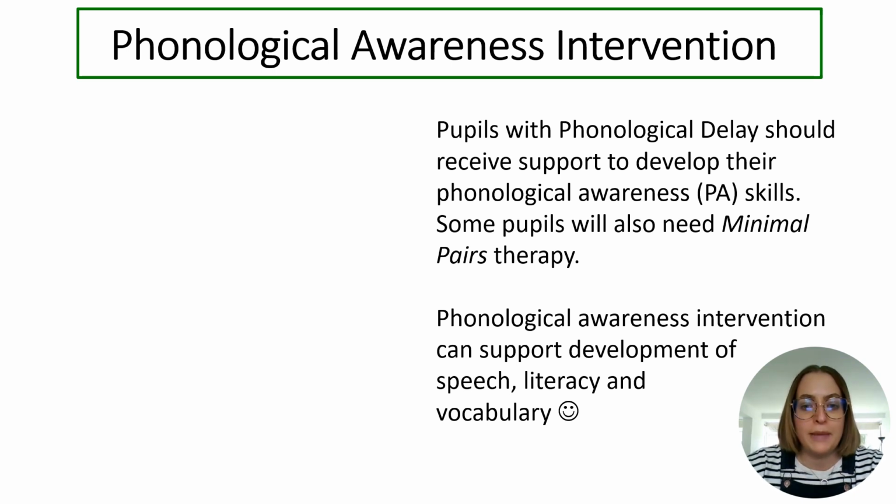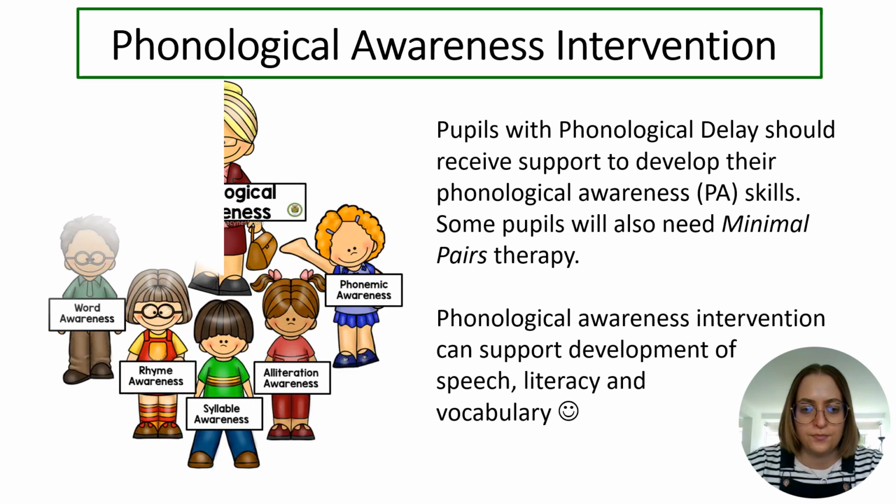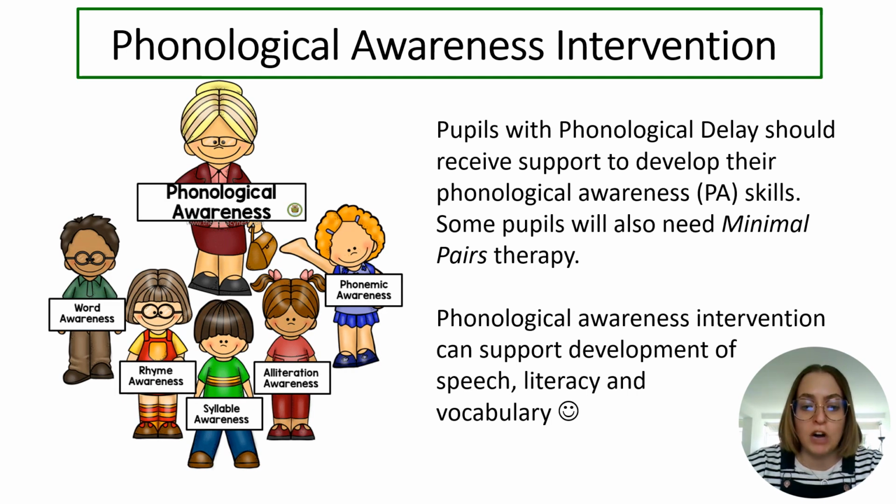Some children may need more specific minimal pairs therapy if they're always substituting the same sounds in words. So for example, a k is always a t and a g is always a d. But then they can say the k and the g on their own in isolation. So phonological awareness skills include word awareness, rhyme awareness, syllable awareness, alliteration awareness, and phonemic awareness.